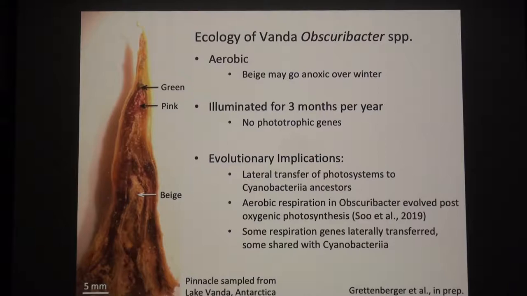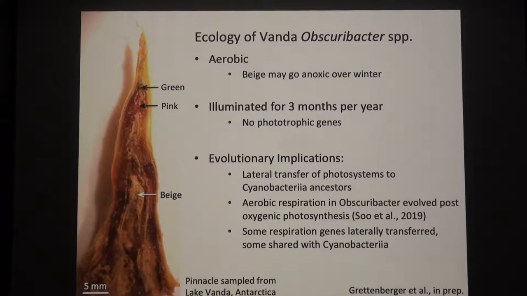So basically, the surface of these pinnacles, we think stay oxic all year round based on water chemistry that's been measured over winter. The interior part that's not photosynthetically active could go anoxic over winter. But even though we have organisms that could be in an environment where they could do photosynthesis, there's no genes at all related to photosynthesis in these organisms. And that really supports the lateral transfer of photosystems to the cyanobacteria ancestors.